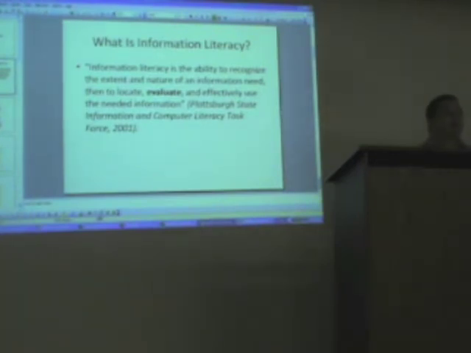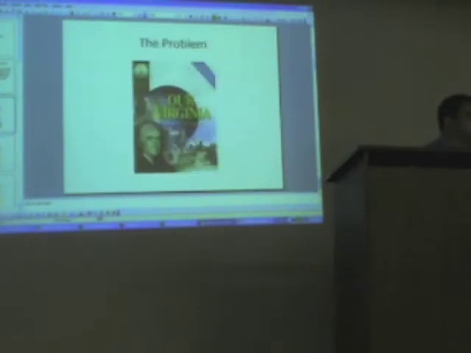But I'd like to talk about how to evaluate sources, how to evaluate information that you find, because obviously there's a lot of information out there. It's easily accessible. But how do you evaluate it? And then maybe a little bit about locating it as well. Now, as we think about evaluation, I'd like to talk about the problem for just a second.